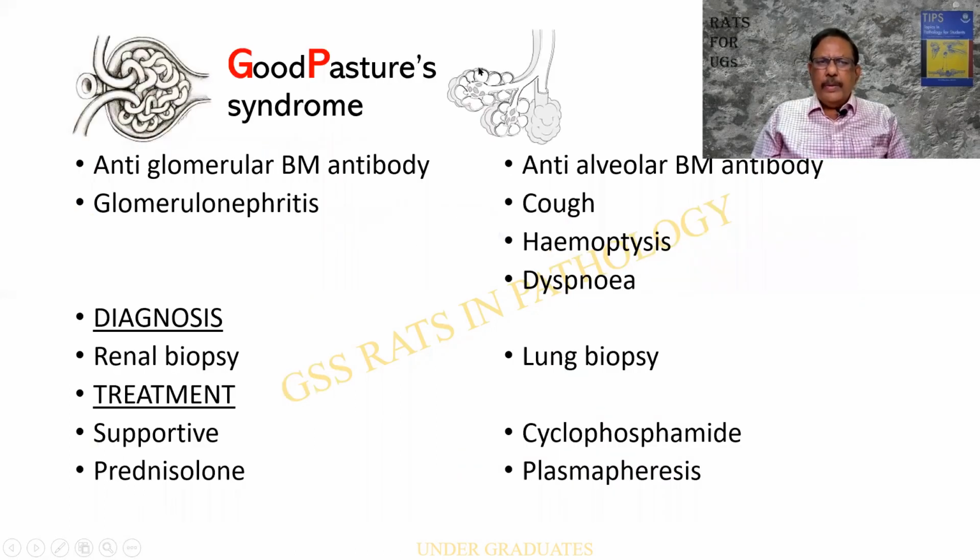And what is Goodpasture's syndrome? I told you I'll explain. It is a wonderful mnemonic I had picked up from the net. One is glomerulus. This is the tuft of alveoli that I'm seeing in the lung. So there is an anti-glomerular basement membrane antibody. Here there is an anti-alveolar basement membrane antibody. The patient presents with glomerulonephritis. Here there is inflammation. The patient presents with cough, hemoptysis, and dyspnea. The diagnosis can be made by means of a renal biopsy. Here a lung biopsy may be needed.